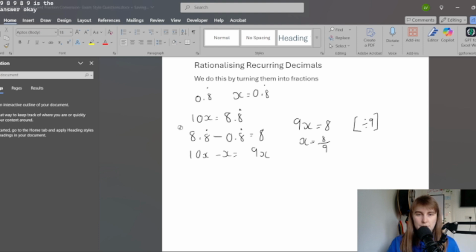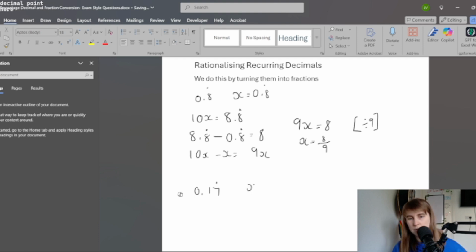Okay, let's do it with a 2-digit number, where one of the digits is recurring. So let's say I had 0.17 and the 7 is recurring. I call this x again. What is after my decimal point here is not all recurring. It's only the 7 that's recurring. The 1 itself isn't. So I'm going to times it by 10. So I have 1.7 recurring. But I need to times it by 10 again. So I've got 100x. So I've got another number with just 7 recurring after it.